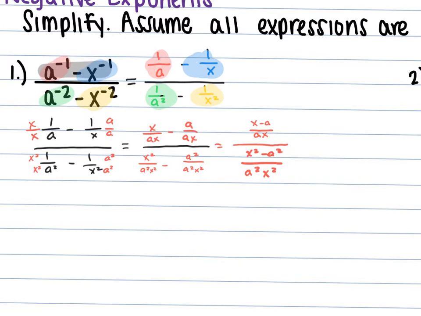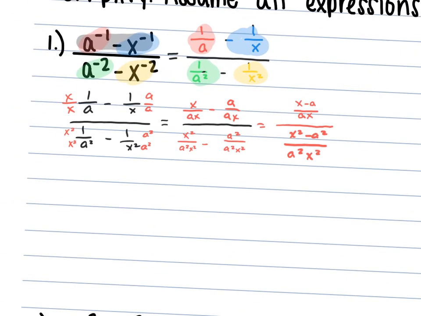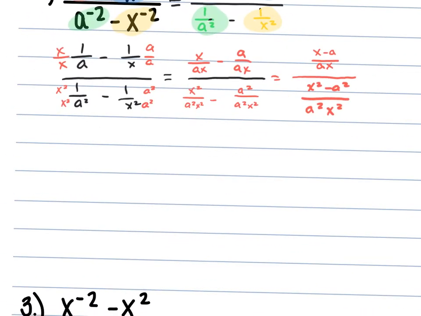So I realize it looks like a whole lot of mess right now, but actually we're in a really good place. Because what can I do now that I've got just one fraction over one fraction? Let's write it out. So what we've got here is, why is this not moving? There we go. We've got x minus a over ax divided by x squared minus a squared over a squared x squared.